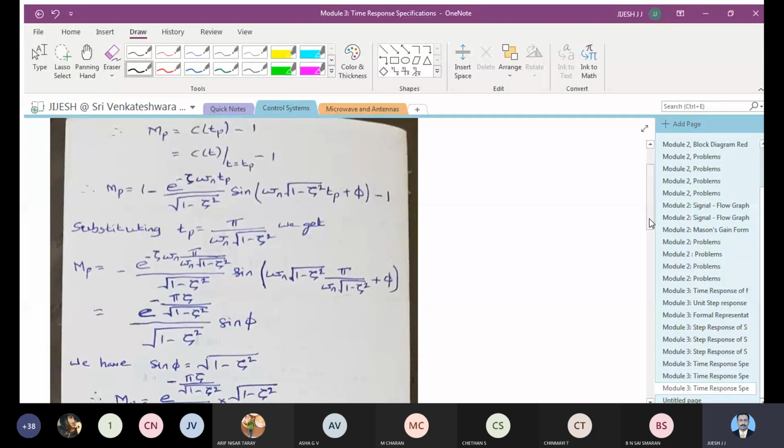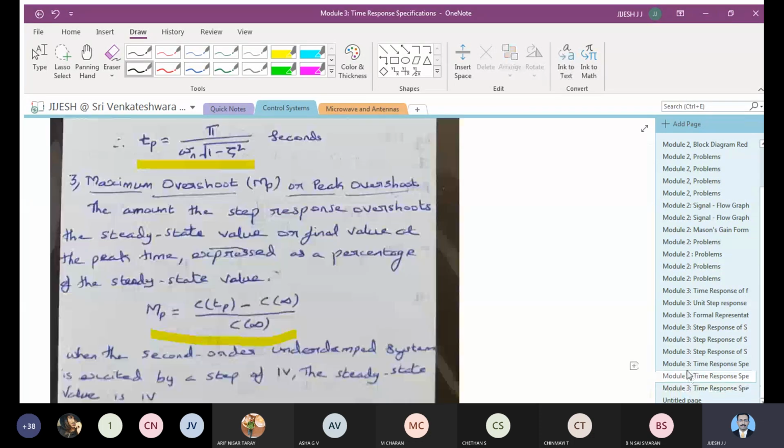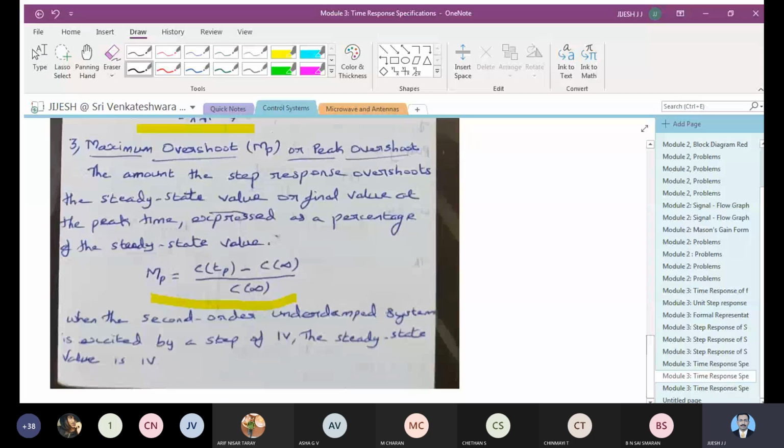You can see that the step of 1 volt and the steady state value is also 1 volt. So what I can say is Mp can be rewritten as C of t minus 1. So that's what I have done here. Mp is written as C of Tp minus 1. So it's clear for you.